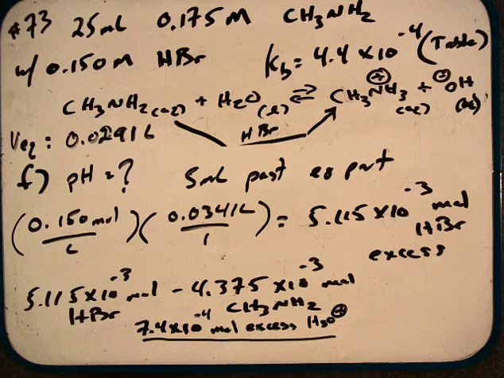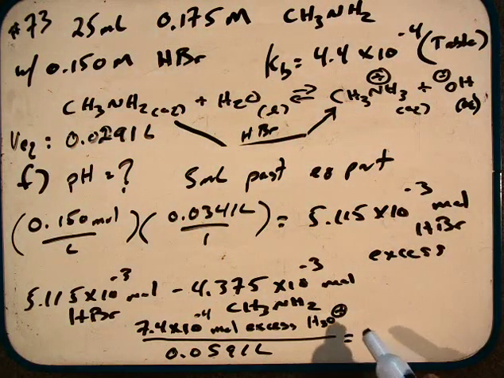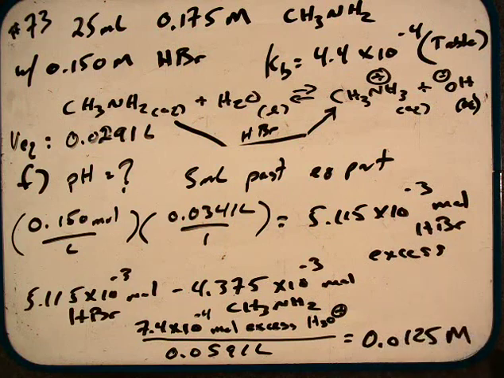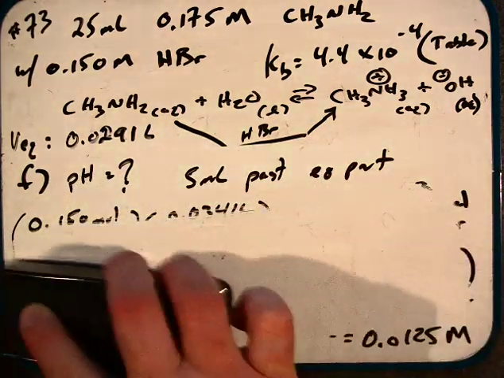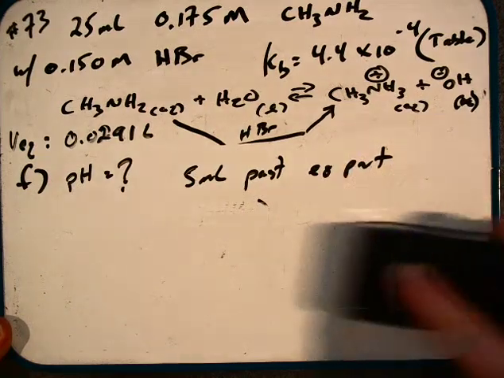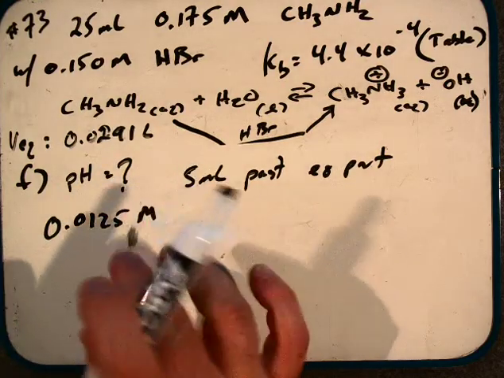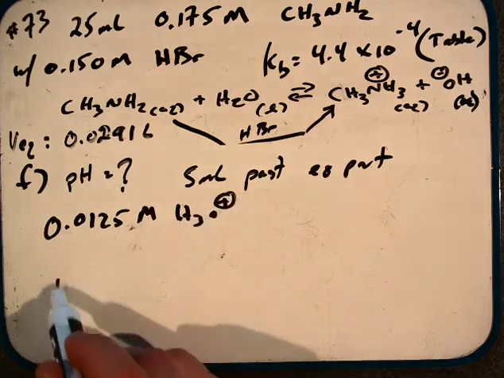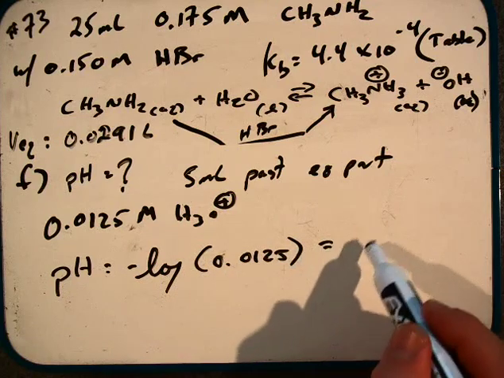And if we divide that by our new volume, right, because we added our 0.0341 liters to our 0.025 liters, we get a concentration of 0.0125 molar. And again, that is our excess HBr. Again, after we take the difference between that and our methylamine. So we have 0.0125 molar excess of our H3O plus, and so our pH is simply going to be equal to the negative log of that value. And we get a pH equal to 1.902.